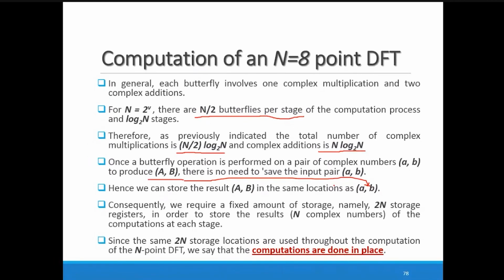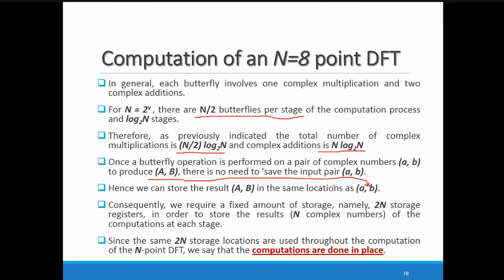So consequently, we require a fixed number of storage, namely 2N storage registers, in order to store the complex results of the computations at each stage. Since the same 2N storage locations are used throughout the computation of the N point DFT, we say that the computations are done in place. So this is one advantage of doing the computations in place: replacing the input values by storing the output values at the place of input values. So we don't require any extra storage for that, and this is how we can reduce the storage requirement.